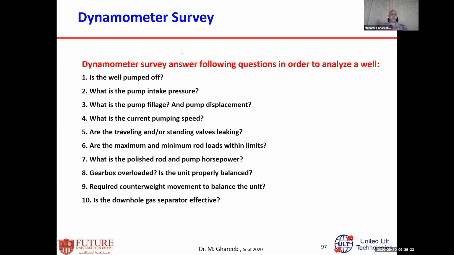First of all, it can inform me that the well is pumped off. What does pumped off mean? Pumped off means the pump is running with a capacity higher than the capacity of the formation.